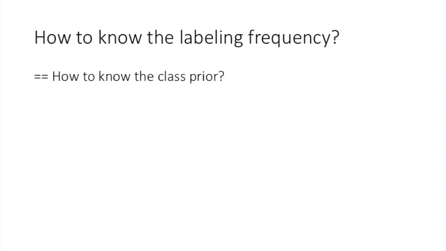For this entire video, I have just assumed that we know the labeling frequency. But you might wonder, why would we know this? Where would we know this from? Or actually the same question, how would we know the class prior? Because from the class prior, we can, of course, calculate the labeling frequency. Well, there are basically three ways to know this. First, you could know this from expert knowledge. So somebody might be able to tell you what the expected class prior is for this problem.